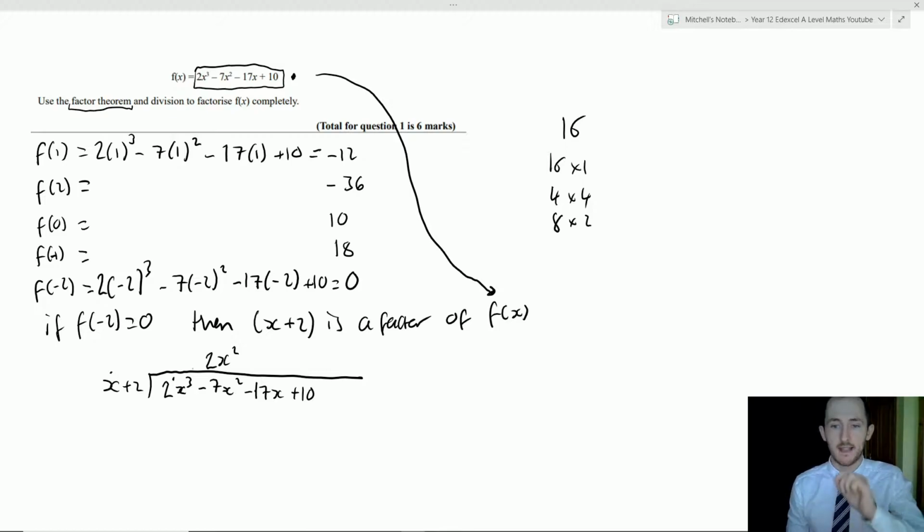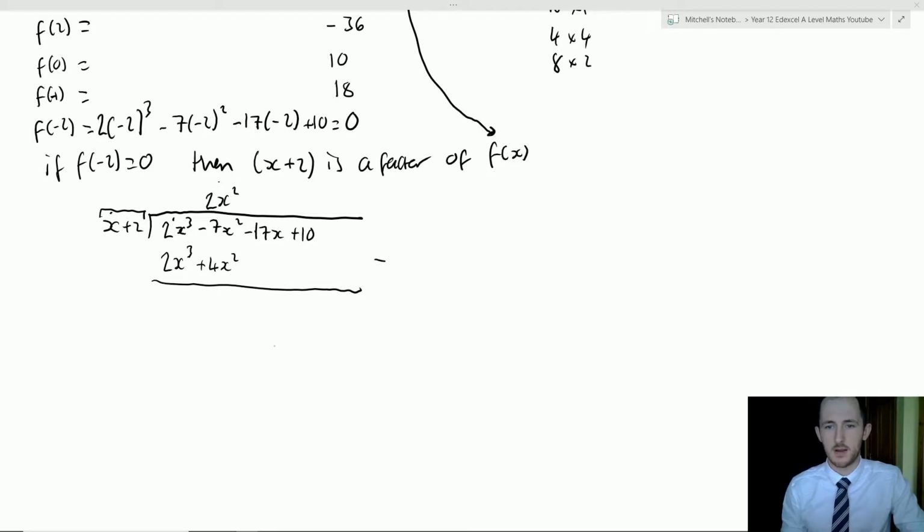Then I take that 2x squared and I times it by both things in the divisor. So 2x squared times x gives me 2x cubed again. And that should always happen. Okay, you should always get the same thing. Then I times it by the other thing. 2x squared times 2 is plus 4x squared. Okay? And then what I do is I subtract both lines of these.